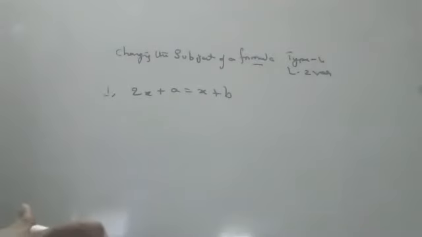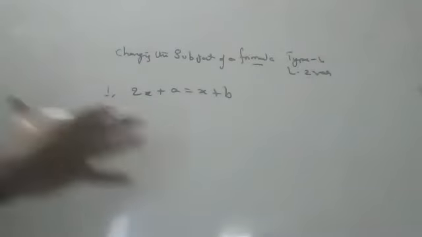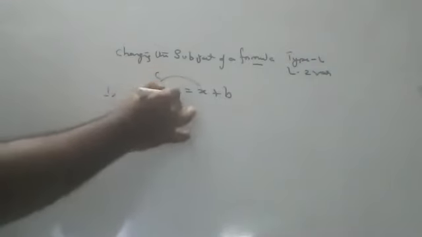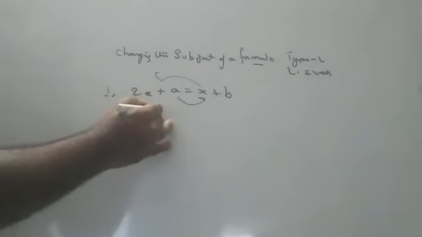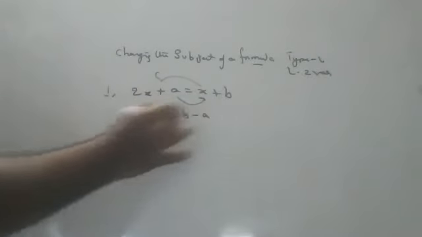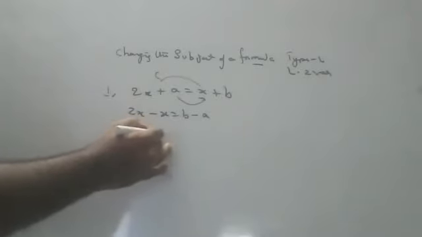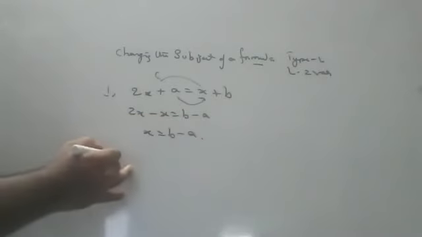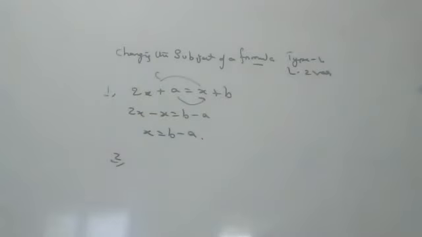When you want to make x the subject, you have to bring all x terms to one side. Bring this here, take this here. 2x minus x is equal to b minus a. Now the formula is what, children? x is equal to b minus a. That's all. x became the subject of the formula.